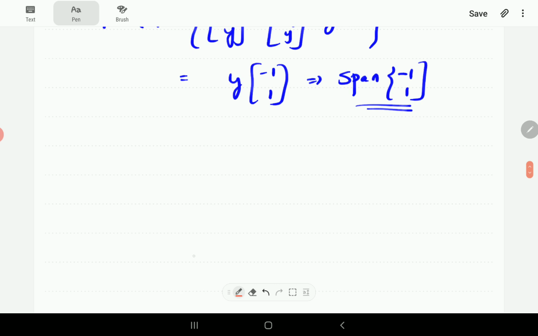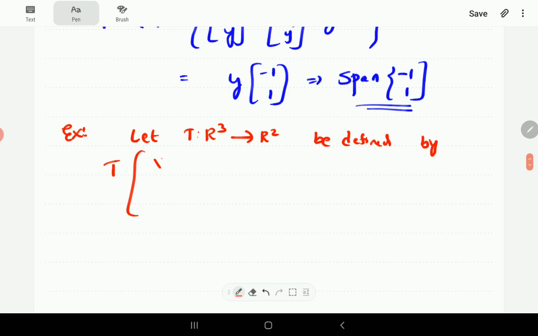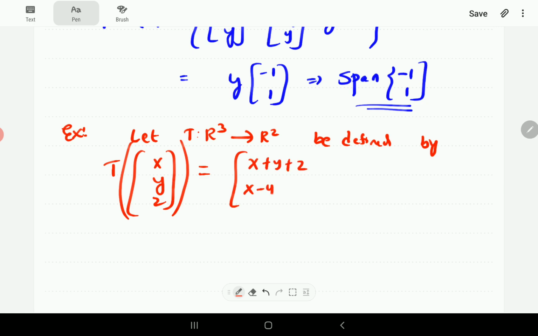Now let us see another example. Let T be a transformation from R3 to R2 defined by T of (x, y, z) equal to (x plus y plus z, x minus y plus z). Now we have to find the kernel of T.